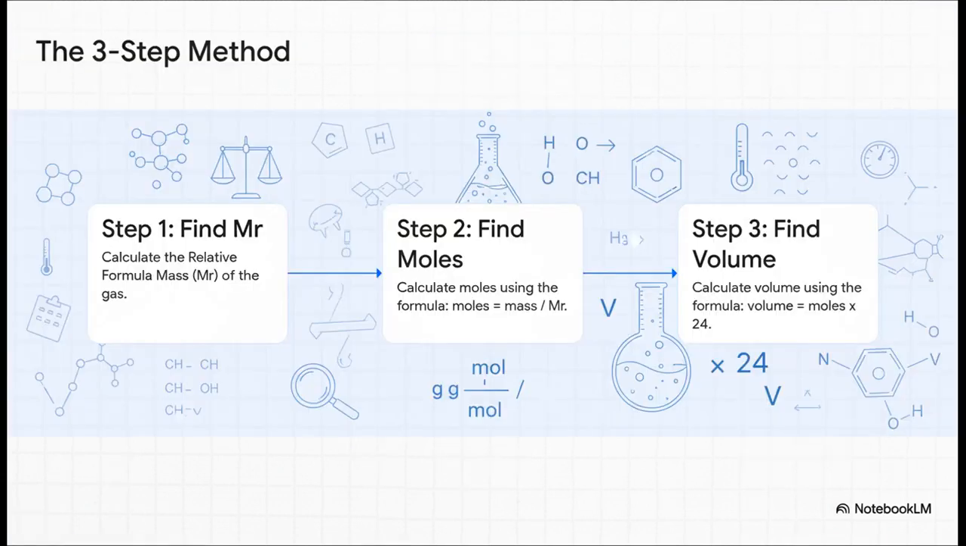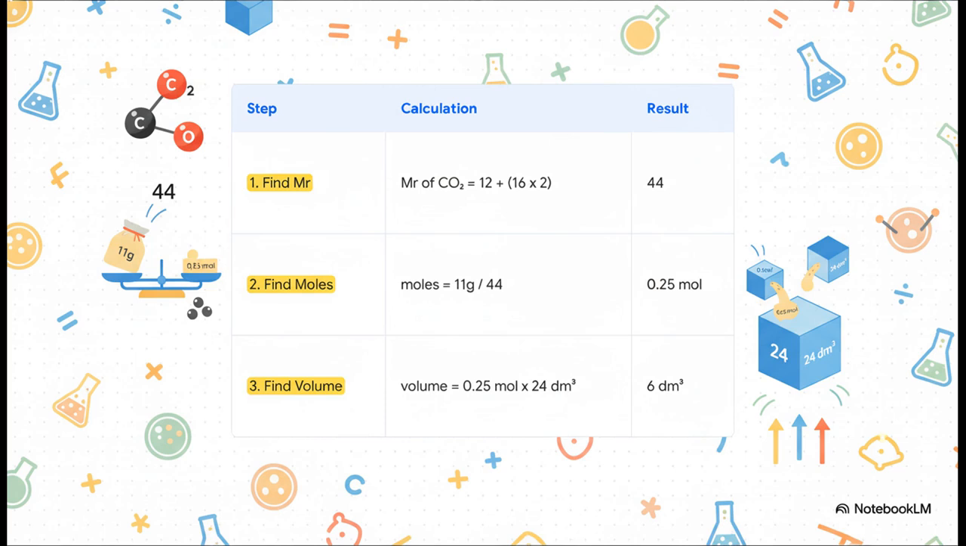And here's how you do it. Don't worry, it's a simple, logical process you can use every single time. First, you find the relative formula mass of your gas. Second, you use that number to turn your mass into moles. And finally, you use our magic number, 24, to convert those moles into a volume. Let's give it a go. Okay, let's apply that method. Step 1. The relative formula mass, the Mr, of CO2 is 44.